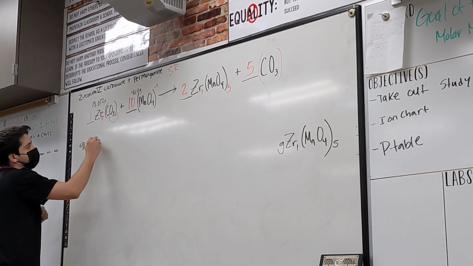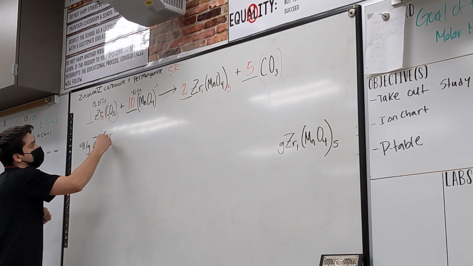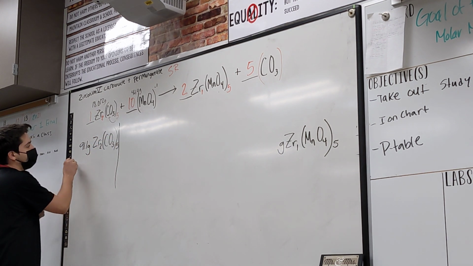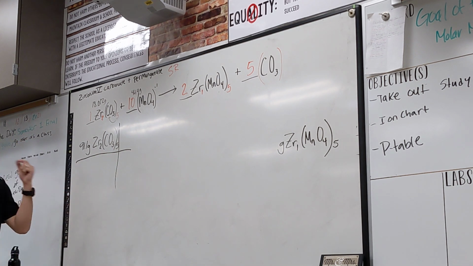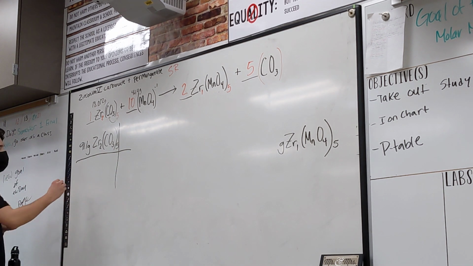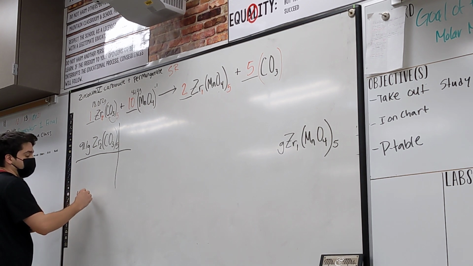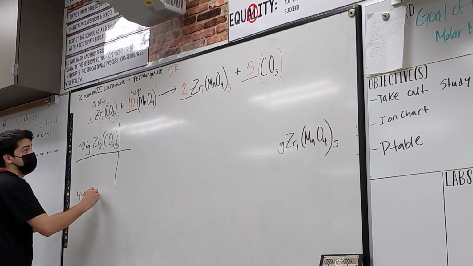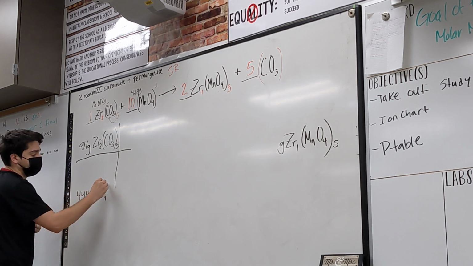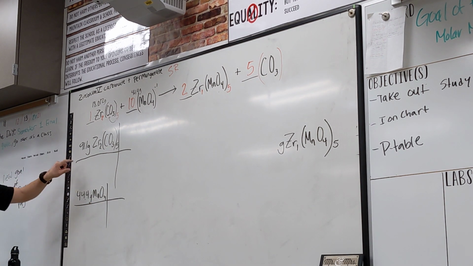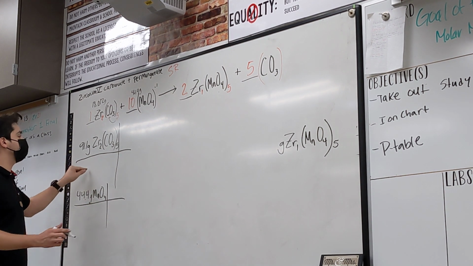So we got Zr2(CO3)5. Okay, so this is all we have. This is all we're given, and we're also given the 44.4 grams of permanganate, which is grams of MnO4. All right, so those are the 2 things that were given. We'll start with this one first.